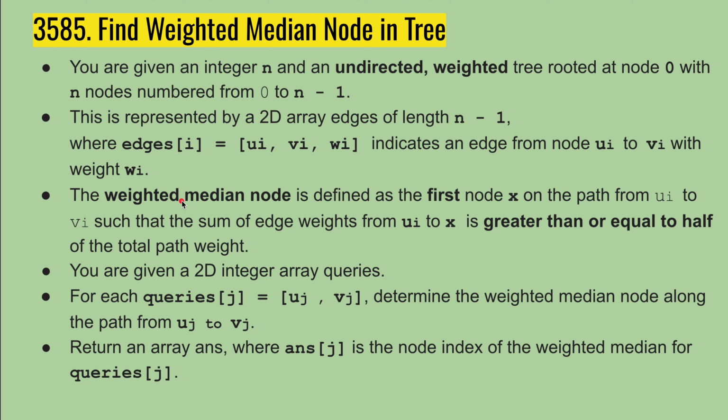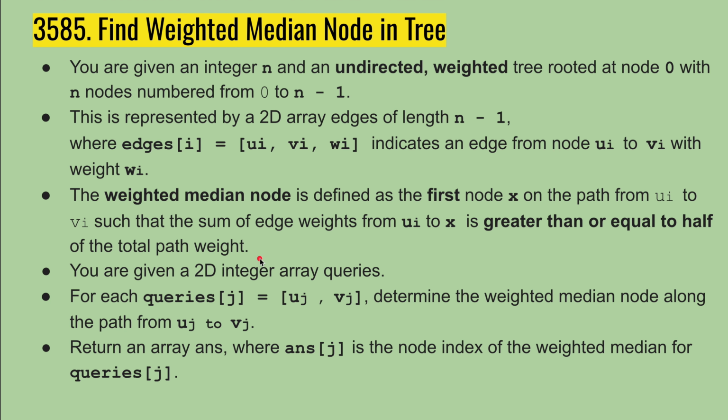The weighted median node is defined as the first node x on the path from u to v. So if we are moving from u to v, the first node that comes such that the sum of the edge weights from u to x is greater than or equal to half of the total path weight is called the median.